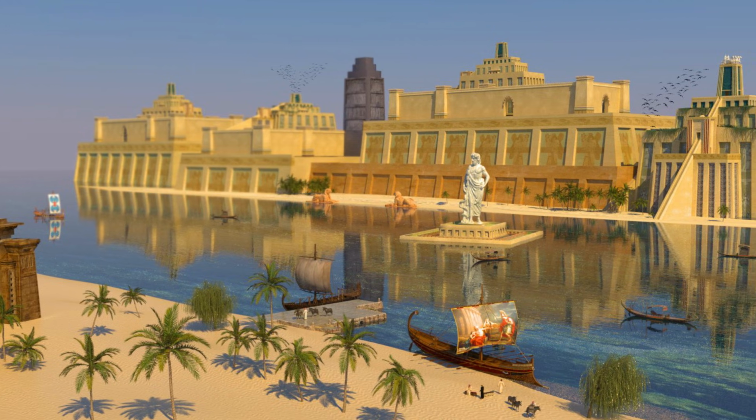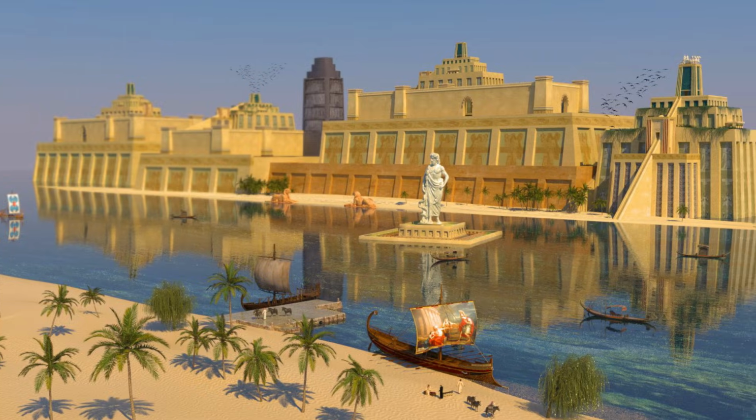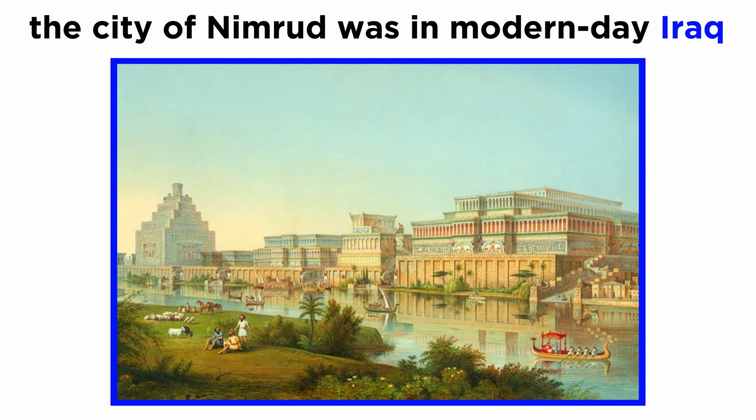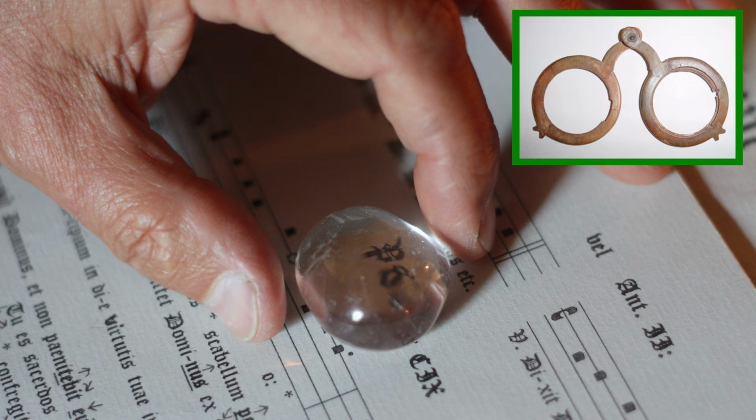The very first signs of crude magnification tools appeared in about 710 BCE with the Nimrud lens, which was no more than a crystal that people would use as a magnifying glass. This was found in Nimrud, now modern-day Iraq. Later on in history, reading stones and eyeglasses were also used to enhance the eyesight of individuals.